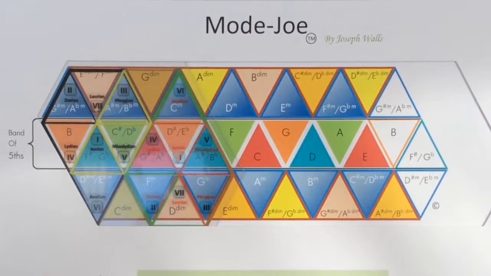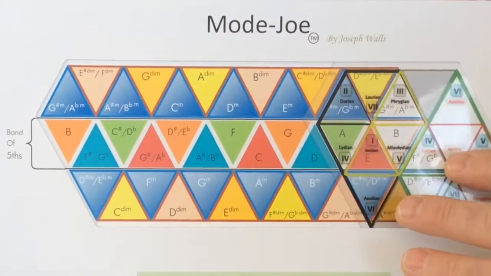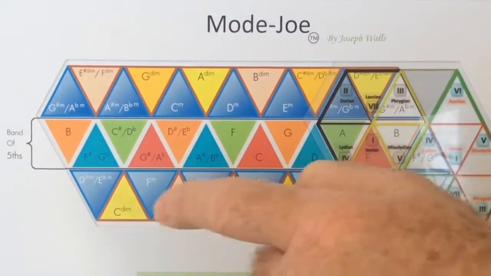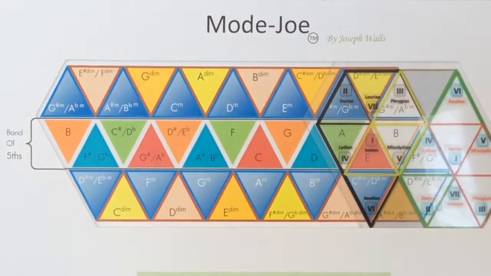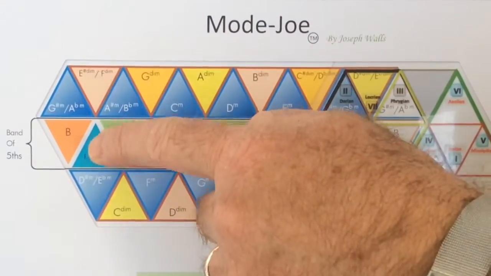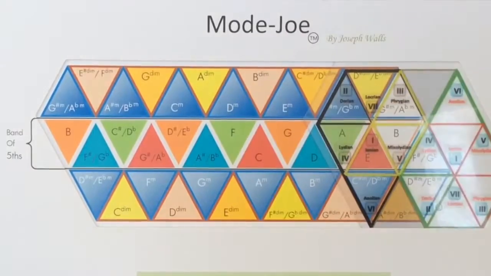So the Mojo is a diagram that lays out the chords and the notes of every single mode. In this middle band, every single major chord is laid out and arranged in fifths. Every major chord is also attached to its relative minor.